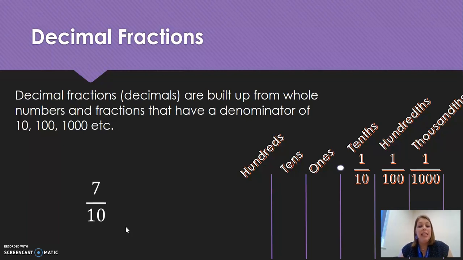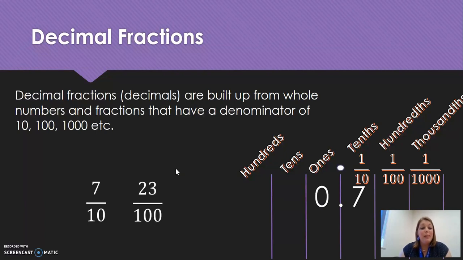So if I've got 7 tenths, I would have 7 in my tenths column, and I would need to put in my 0 and a decimal point so that people understand that we're not talking about just the digit 7, we're talking about 7 tenths. If that decimal point isn't there, the number would not make sense as 7 tenths.